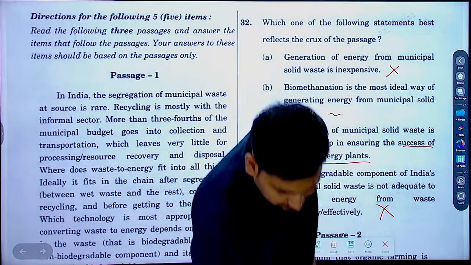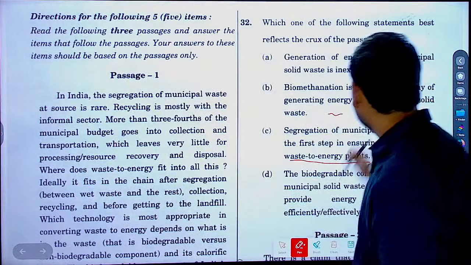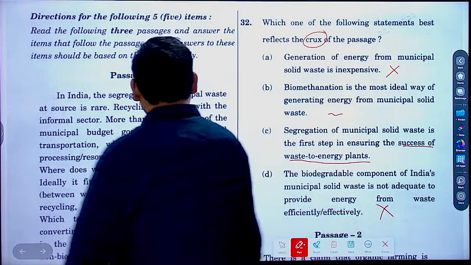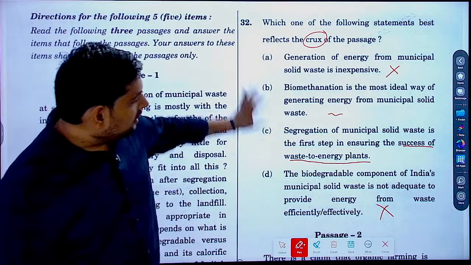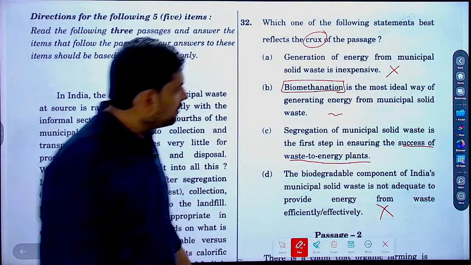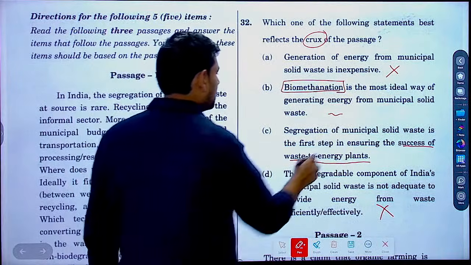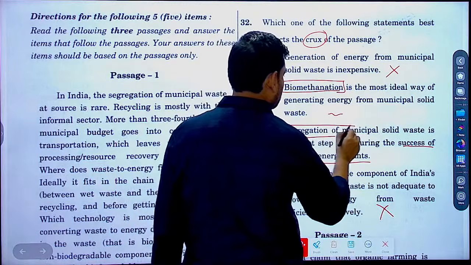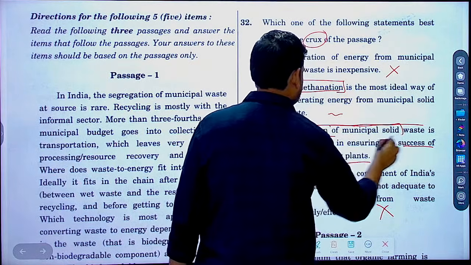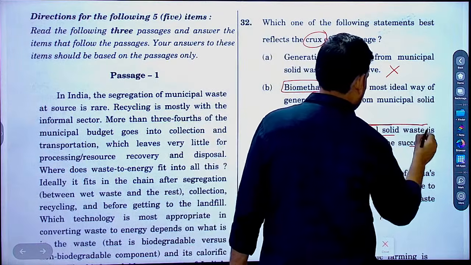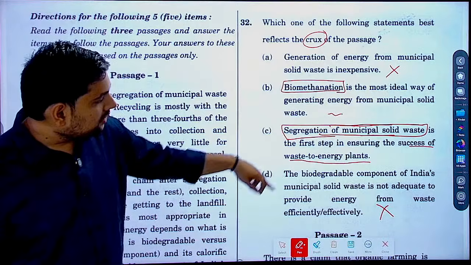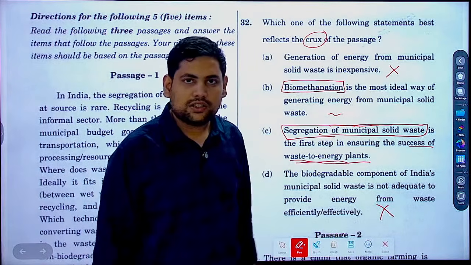Now you have to choose the crux. Crux is what? It should be the core issue. Now these two are gone. Either it is about biomethanation being the most ideal way, or it is about segregation of municipal waste being the first step in ensuring the success of waste to energy plants.